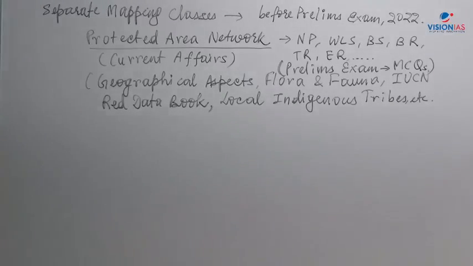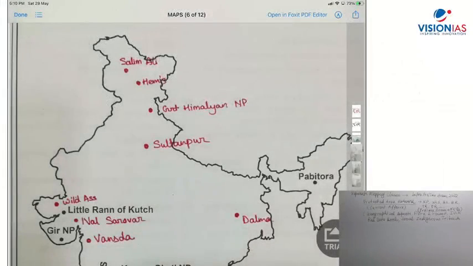I'm just taking a few examples to make you aware. Just take a few examples like this one. These maps I have already given to you in the previous classroom number 7. You can download them from there. Now see here how the mapping is done.